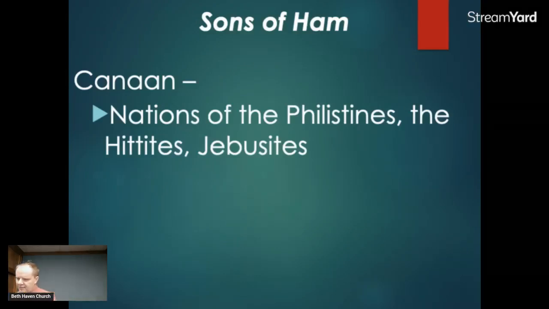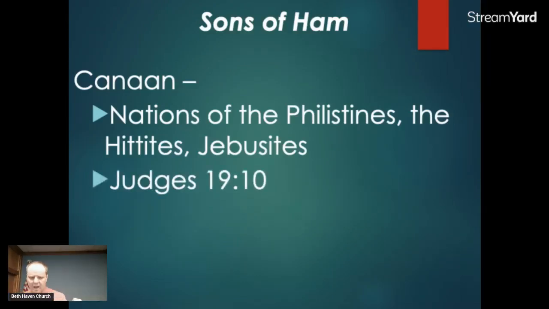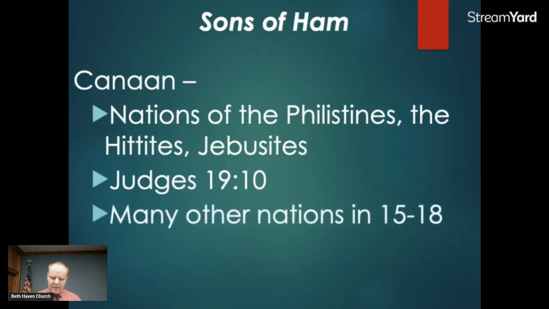In Judges chapter 19, verse 10, you have a lot of details about that particular connection to the Canaanites. Other nations came from Canaan. You can read that in verses 10 through 18. These people groups also became the nations of Sodom and Gomorrah.